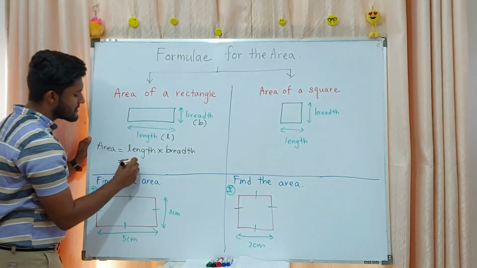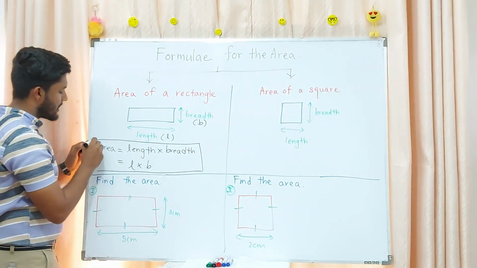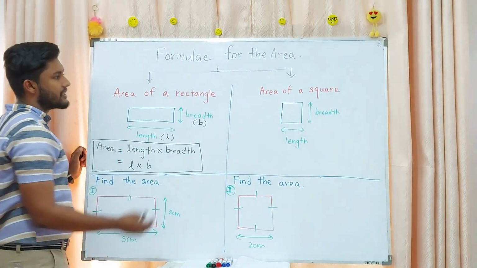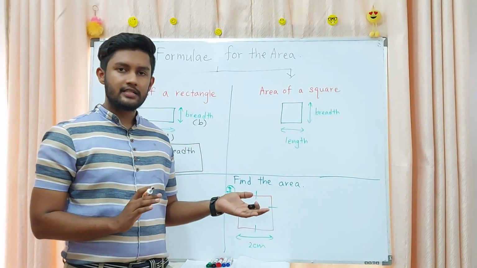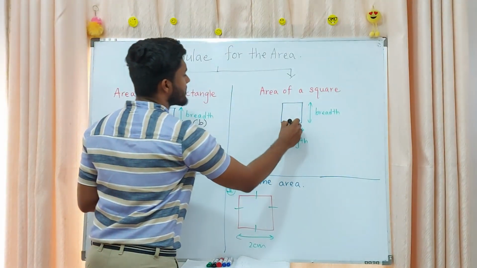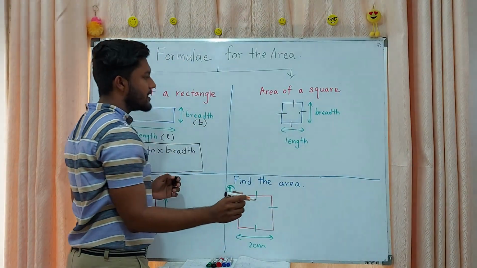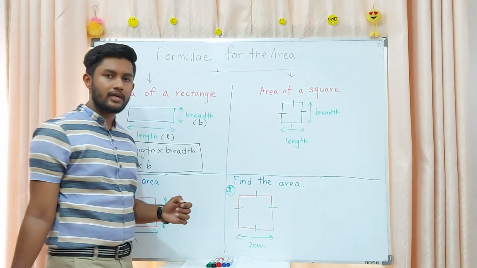Then length is L into B. This is the formula of area. Then when we move on to the square, what are the specialties of a square? Yes, all the sides are equal in magnitude. Here, all sides are equal. Then you can say that this length and breadth are also equal.